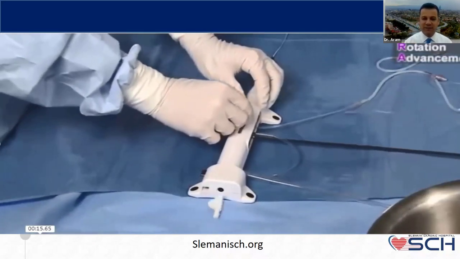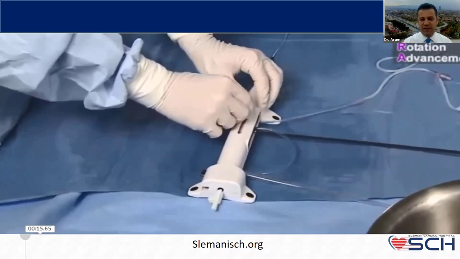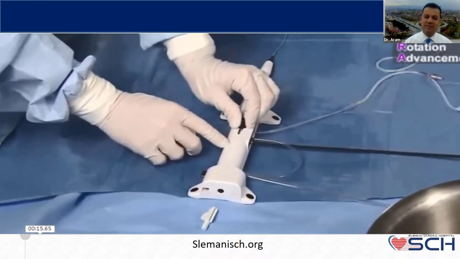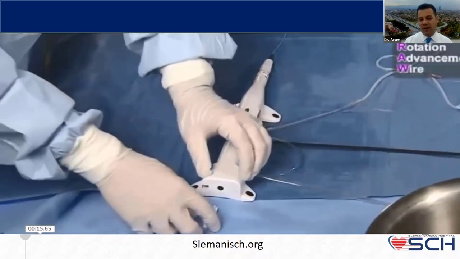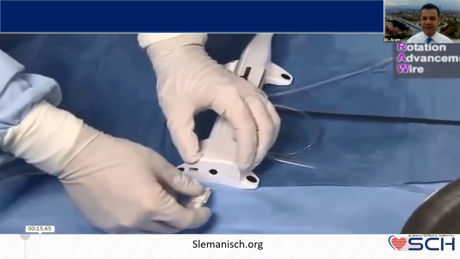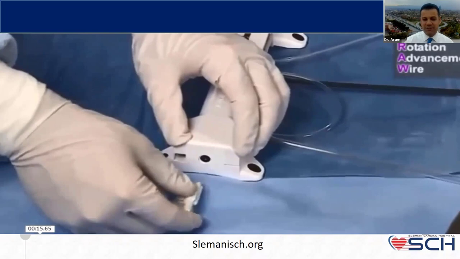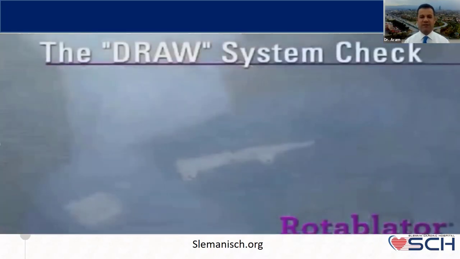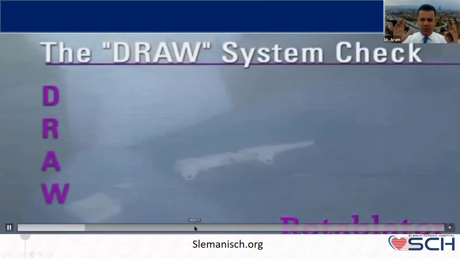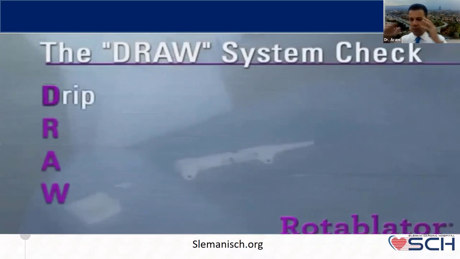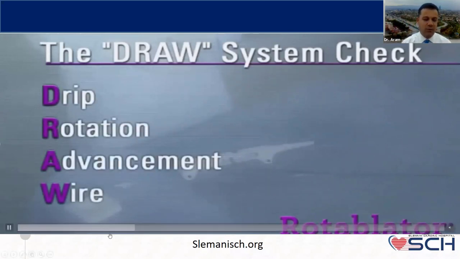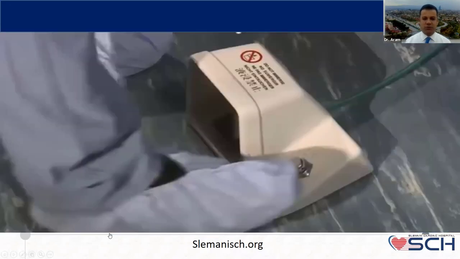Later, the advancer, we are going to move it freely to see that it moves. And we are going to put it in the parking position about 1 centimeter or 1 inch away from the back side. And we are putting a steering on the wire to be sure that everything is ready. Now everything is ready. We prepared the device, we made the drip, we tested all the drip, and now we are ready to start.